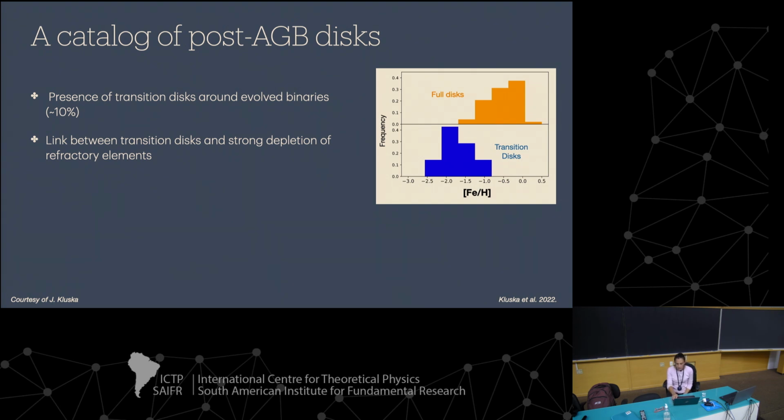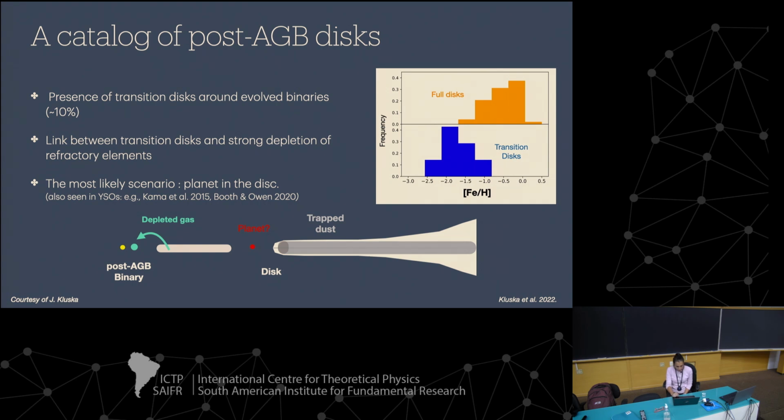So basically, finding this correlation, there must be a mechanism that efficiently separates the refractory elements, the dust, and the volatile, while creating the cavity of the disk. One of the interpretations is that there is a planet in the disk that we are not able to detect, that possibly is forming or was already there. That's unclear, but there's surely a big hint of a planet in the disk, because the planet is disturbing the disk, and what it's doing is putting a barrier to trap the dust.